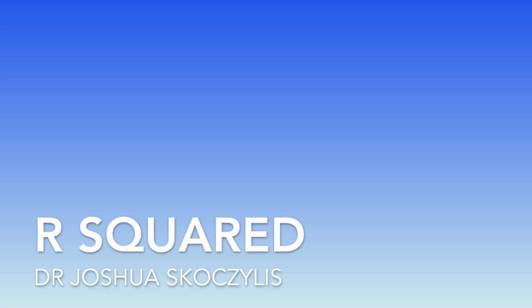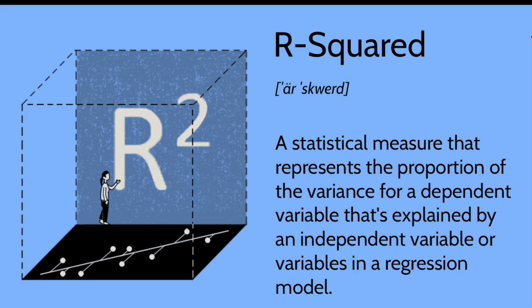Let's talk about R squared. R squared is a really important concept when we're talking about linear regressions and multiple linear regressions. R squared is the statistical measure that represents the proportion of the variance for a dependent variable that is explained by the independent variable in our regression model.